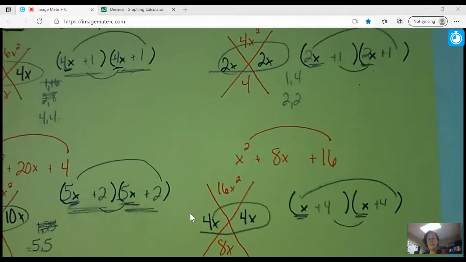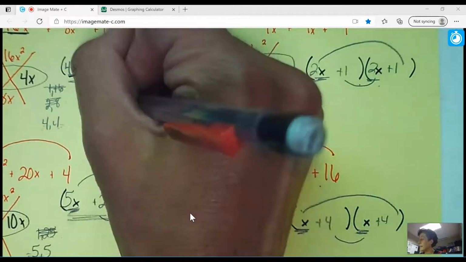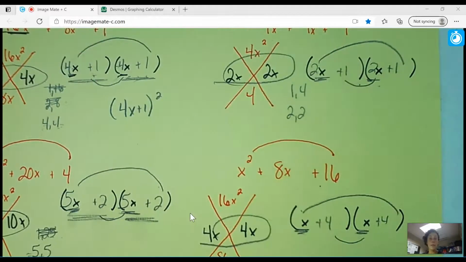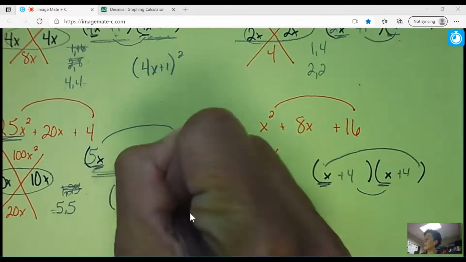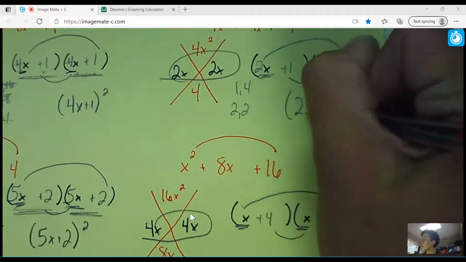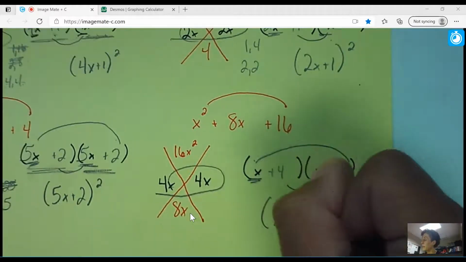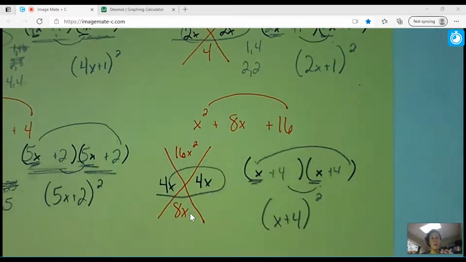So what we're going to start to realize is that instead of writing something twice, you can write it once with those parentheses squared. So I can write this as 5x plus 2, parentheses squared, 2x plus 1 with those parentheses squared, and x plus 4 with those parentheses squared. Because the exponent, that little 2 that's hanging out there now, tells me how many times I'm multiplying those parentheses. Okay? So that's the first big thing.